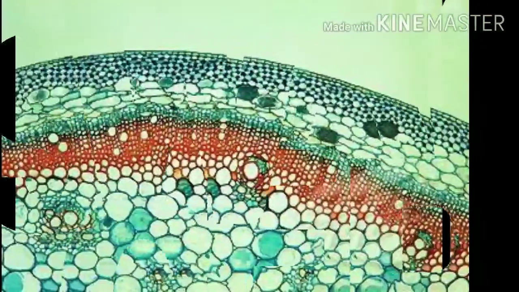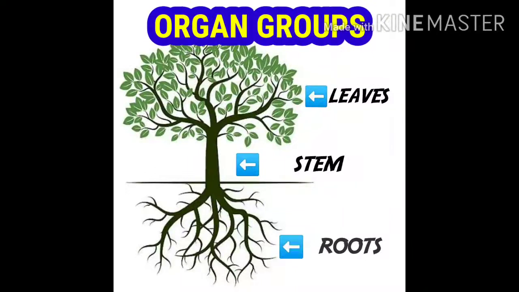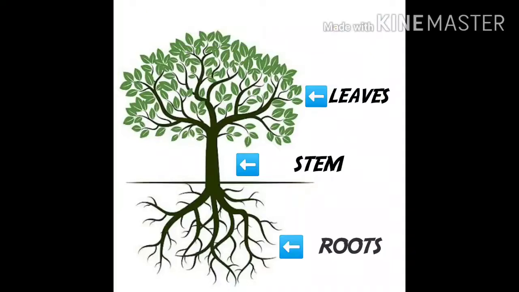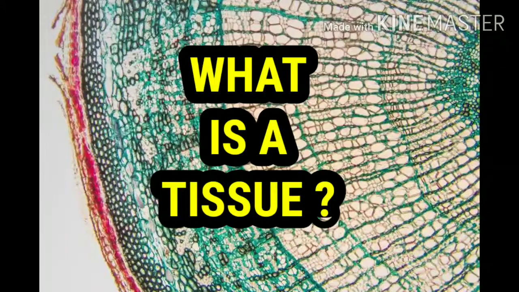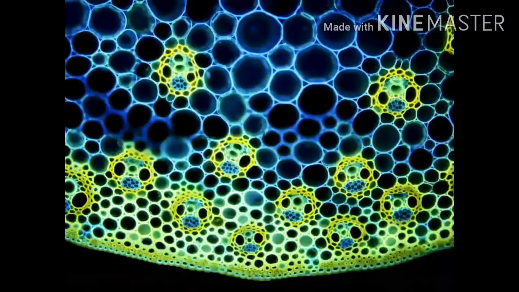Plants are composed of three major organ groups: the roots, the stem, and the leaves. These organs are made up of various tissues that perform these functions. Then what is a tissue? A large number of specialized cells together form a tissue.